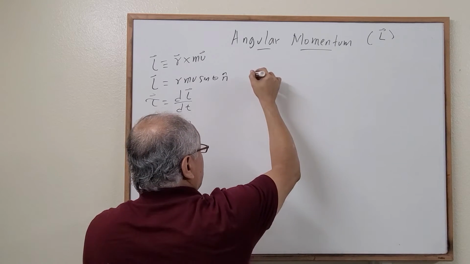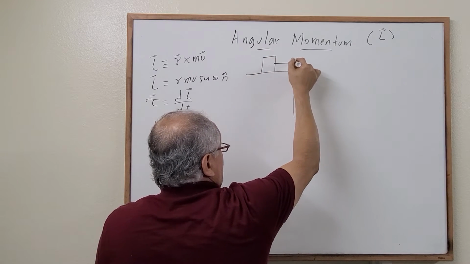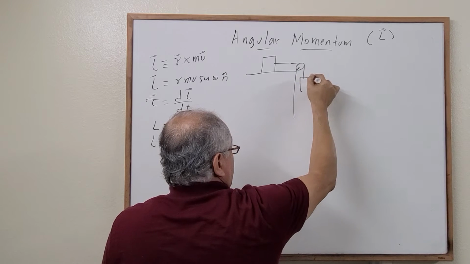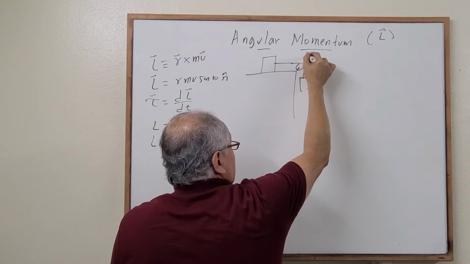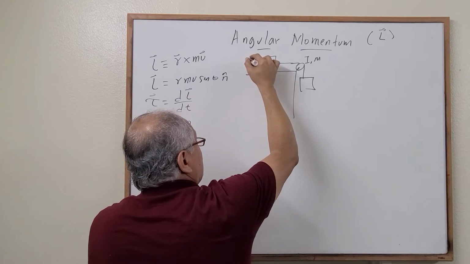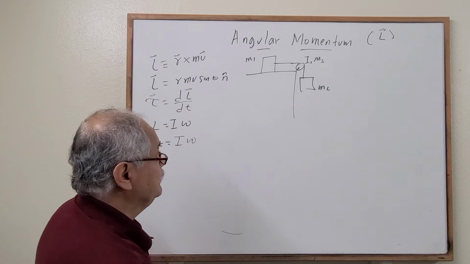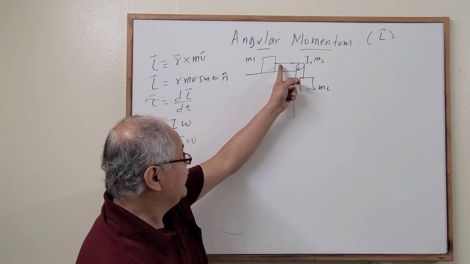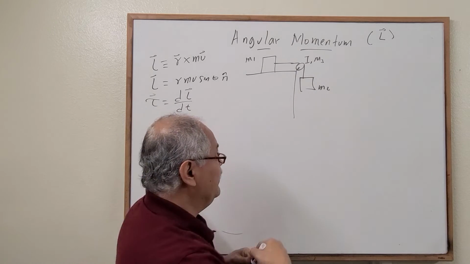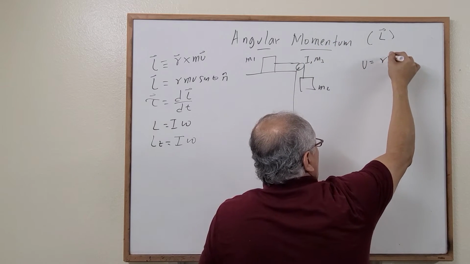Imagine that we have this example. We have this object, connected by a rope to another object right here. This is a pulley. It has a moment of inertia, and also has a mass. Imagine this is M1, this is M2, and let's call this M3. Imagine that the rope is always making contact and doesn't slip on the pulley. When that happens, we can see that the velocity of the pulley is equal to R times omega.